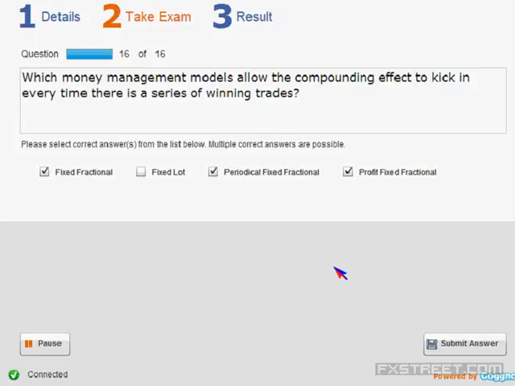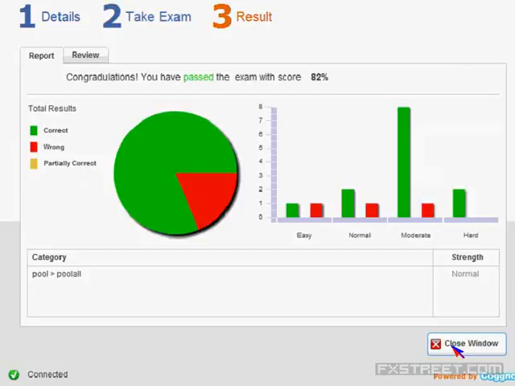Anyone wants to add to this? Okay, this is the last question. So we submit the answer, and let's see, we passed the exam with a score of 82%. Congratulations, everyone, for the excellent results. Let's review briefly and see where we have eventually failed.